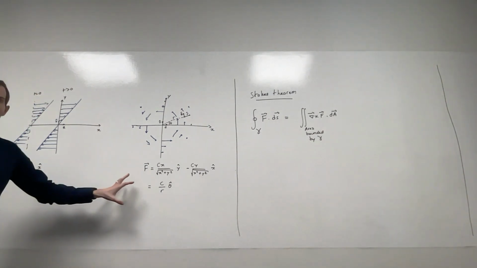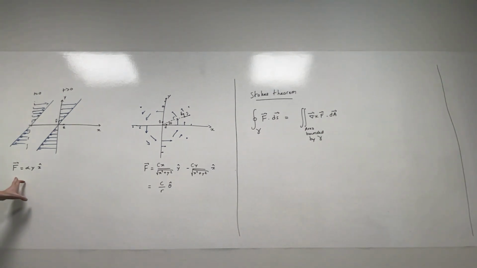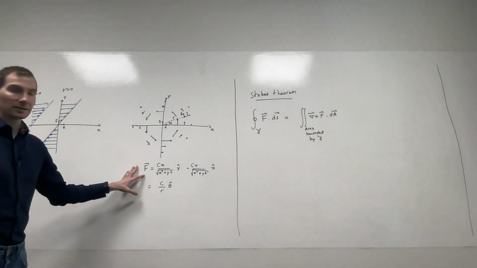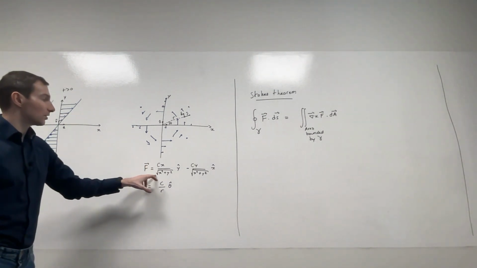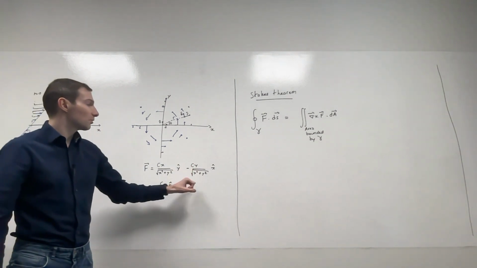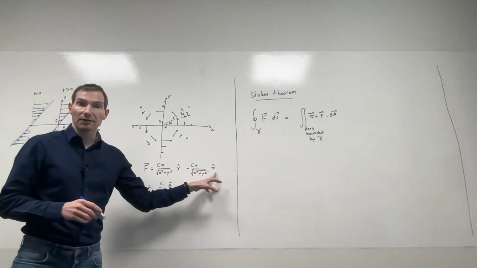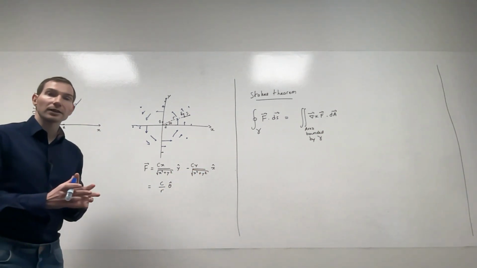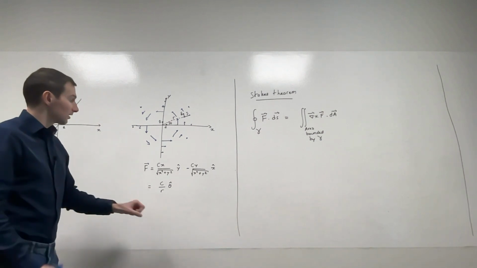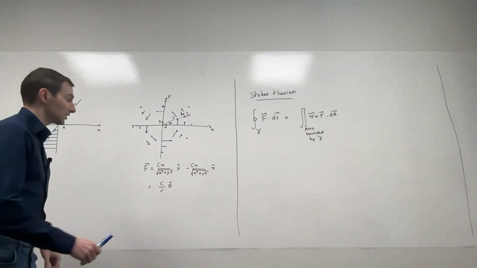Now, the expressions of these two fields: for the left-hand one, it is simply proportional to y, in the x direction. While here it's a bit more complicated. It's cx over the square root of x squared plus y squared in the y direction, then minus cy over the square root of x squared plus y squared in the x direction. A much easier way to write this is simply c over r in the theta direction.